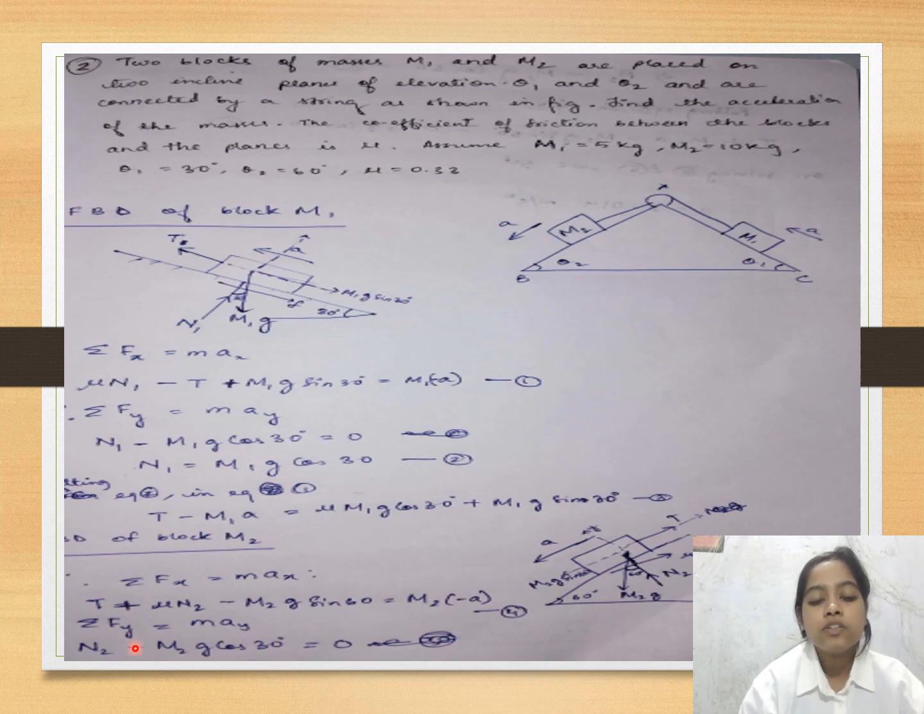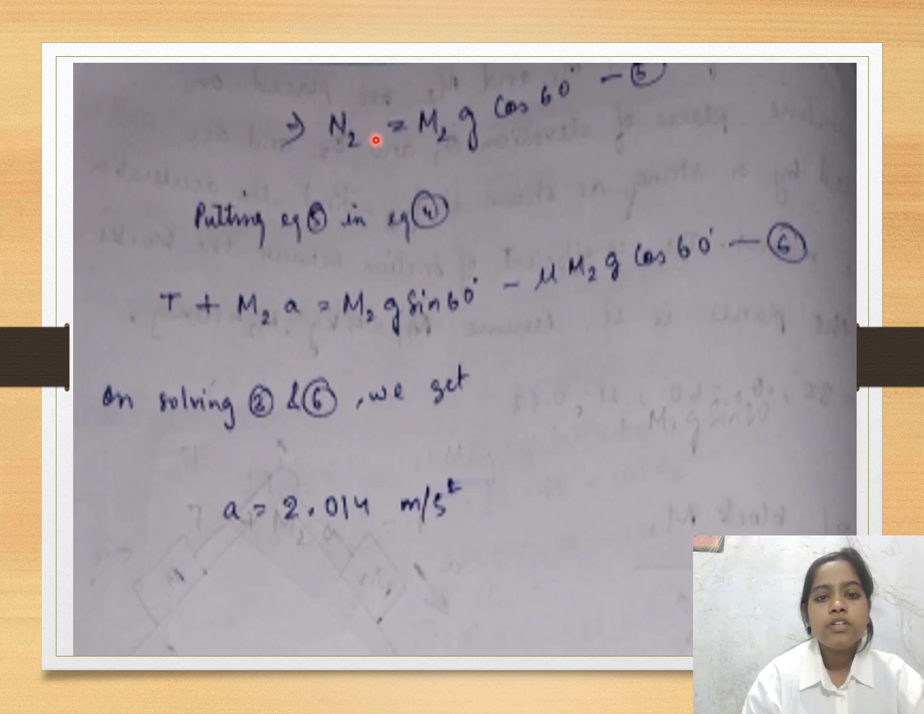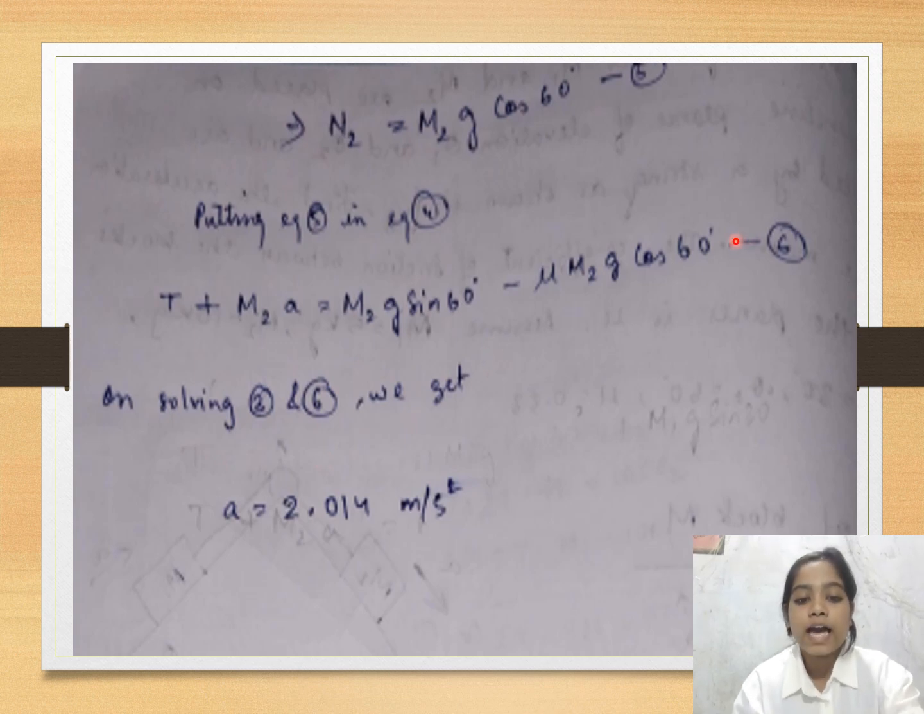Again for the y components, we have n2 minus m2 g cos 30. Putting in that n2 here, we get T plus m2 a equal to m2 g sin 60 minus the friction term. Now on solving this equation and the earlier equation, we get acceleration equal to 2.014. They ask us to find the acceleration only, so that's right.